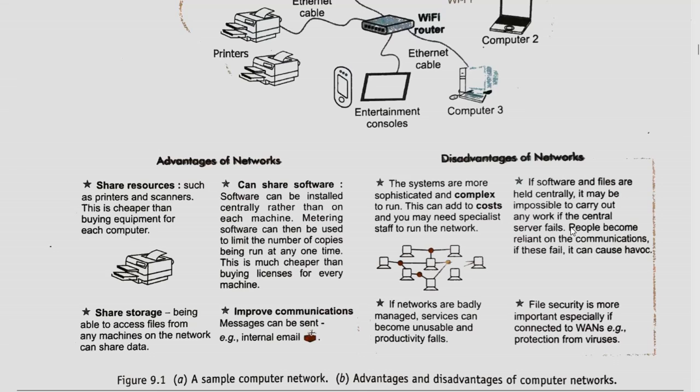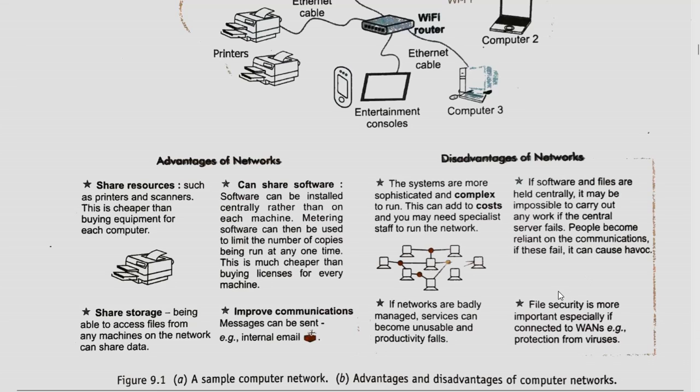Now see, if software and files are held centrally, it may be impossible to carry out any work if the central server fails. You are saying that all the things are being managed by a central system. Now, what happens if that central system fails? Since all the software was on the central system, and it has stopped working, where would you get that software? You have to install it on different systems, or create a new central hub for the network. So that is again a disadvantage of networking.